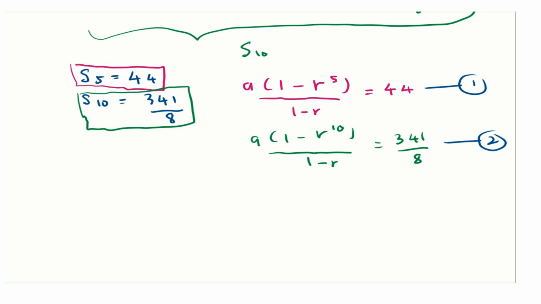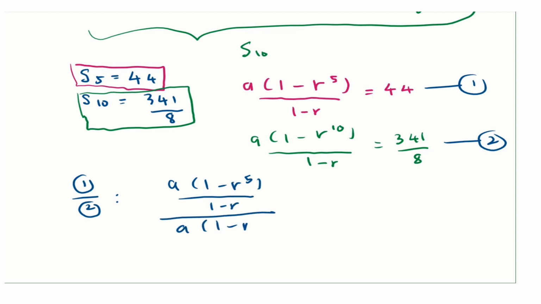Okay, for example, if we do it like this, we divide equation 1 by equation 2. We will get it like this: a times (1 minus r to the power of 5) over 1 minus r, over a times (1 minus r to the power of 10) divided by 1 minus r, equals 44 divided by 341 over 8.